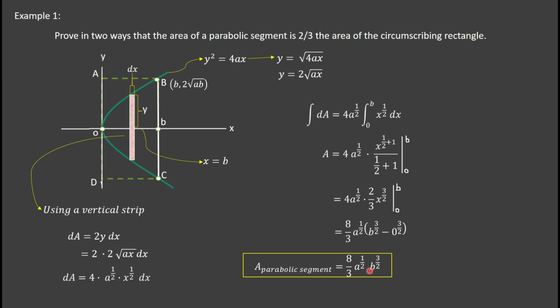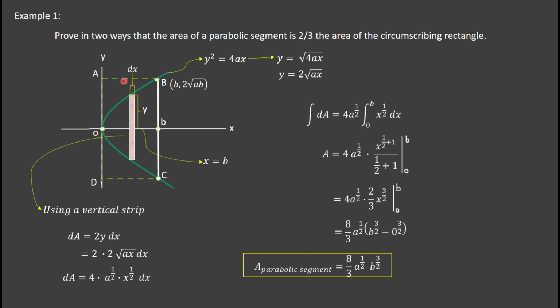Take note that this parabolic segment formula is needed to determine the shear and moment in beams, especially in strength of materials. Okay, so we can prove that the parabolic segment is two-thirds of the area of the circumscribing rectangle. We can take this rectangle here, A, B, C, D. That is our illustration of the rectangle.